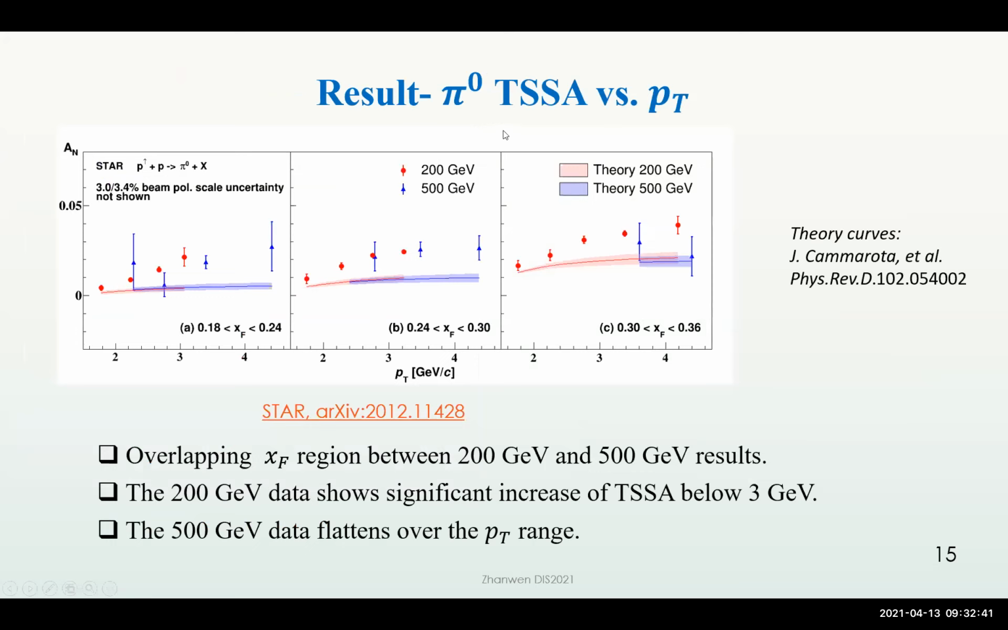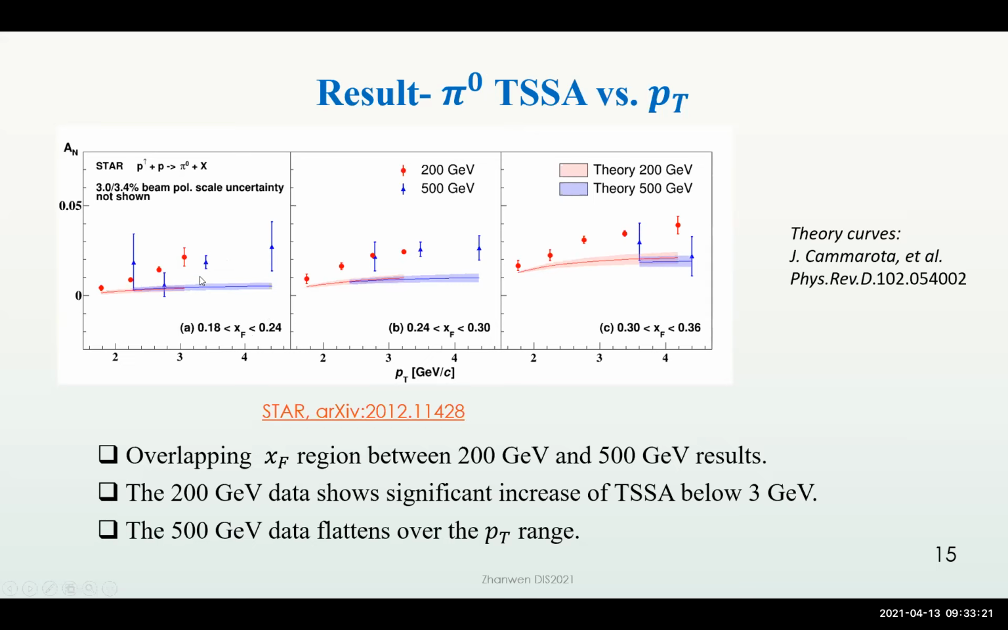So we're talking about PT. This is the AN versus PT. We have three different panels, for three different XF ranges. For each XF range, we plot the data for 200 GeV and 500 GeV. For the 500 GeV, the statistics are not very high, so we do not get much information from this. It's just a flat distribution maybe. But for 200 GeV, we can see very clearly that the AN rises with PT.